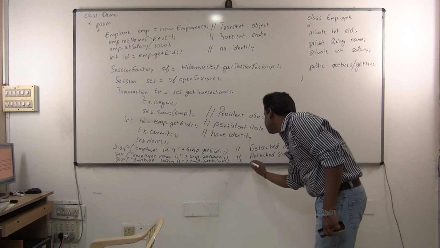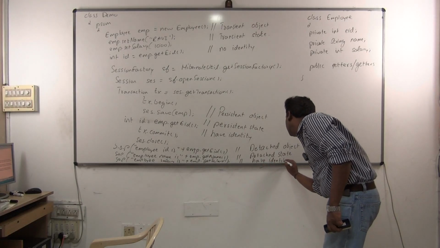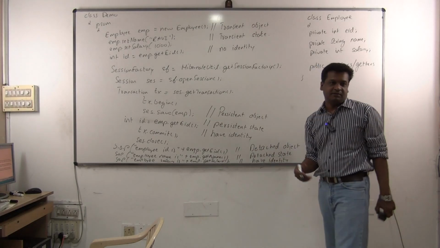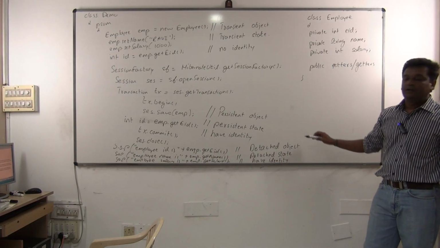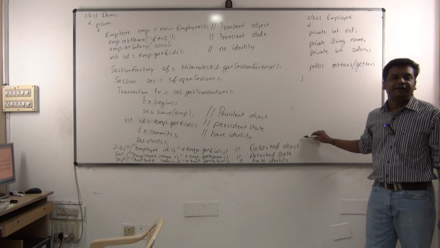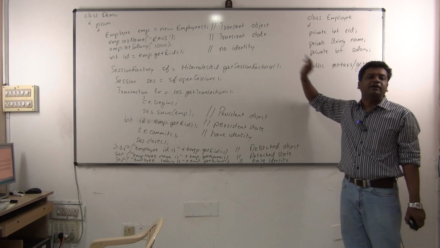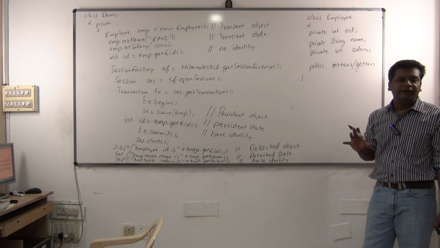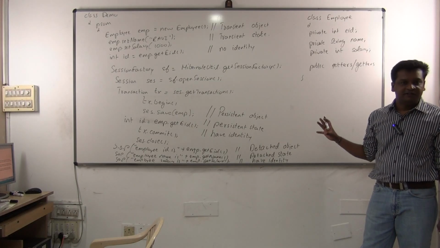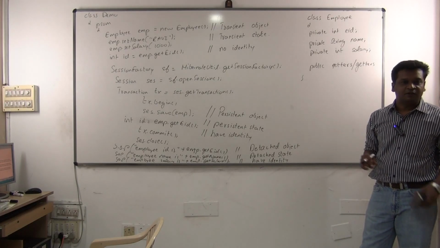And the last thing is it will have identity. You can try to call the getEID method, you'll find it. So that's what is important. You have to understand now, both the persistent object and the detached object will have identity, but the transient object will not have the identity. When you are writing your Hibernate code, you should be very, very clear with this. Understood? This will help you a lot, the three states of the object.